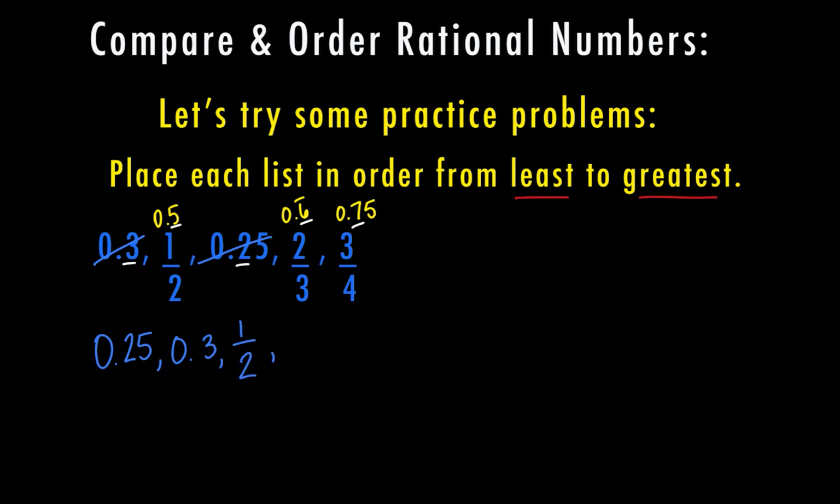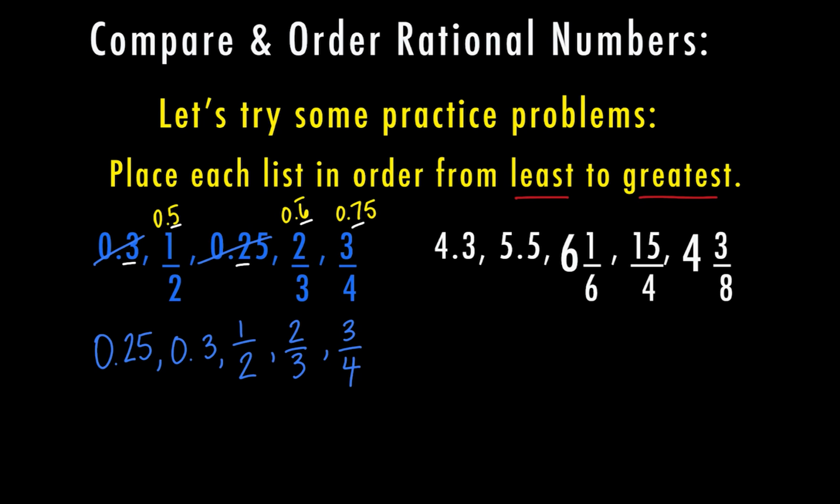Our next smallest is 6/10 repeating, so that's 2/3. And our biggest one here in this list is 3/4. All right, so let's go ahead and try one more practice problem. Now, this problem, if you notice, actually has whole numbers. I have a 4, 5, 6, and a 4.